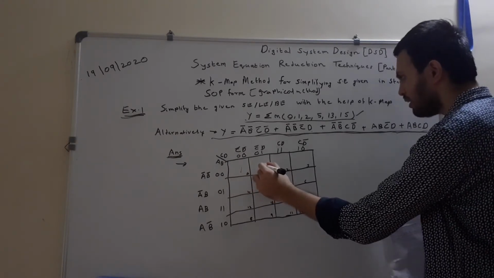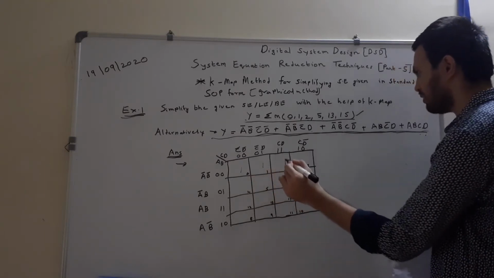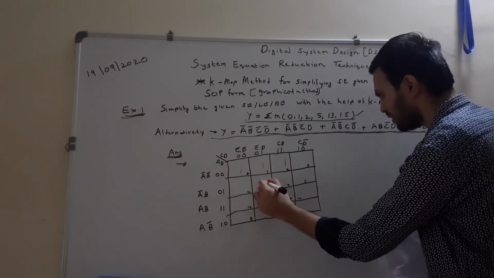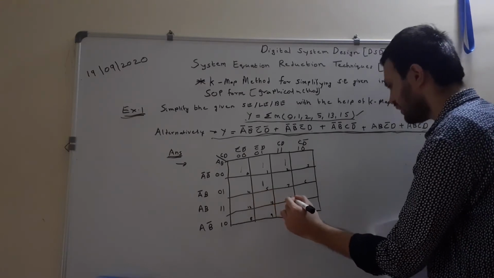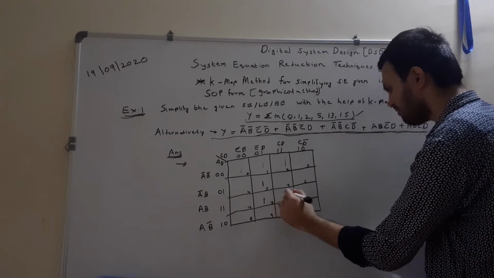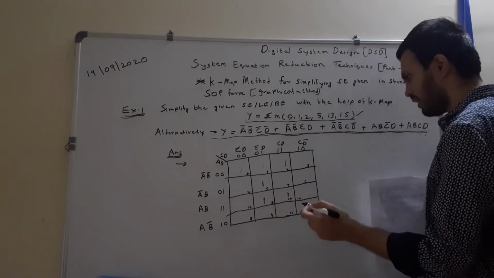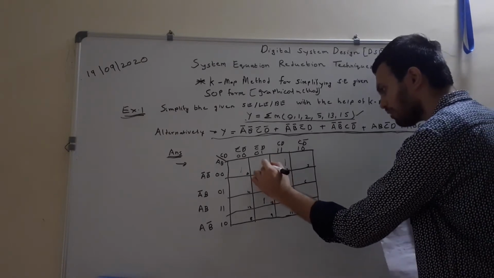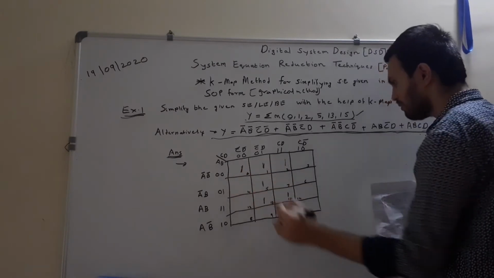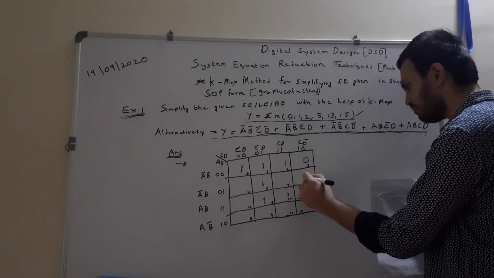Here also, for minterm 1 it is there. 2 is also a minterm. 5 is also a minterm. And then 13 and 15 we are having. So let's say we have filled the minterms. Now what about the remaining cells in which there are no minterms present? Let us fill all those cells by zeros.